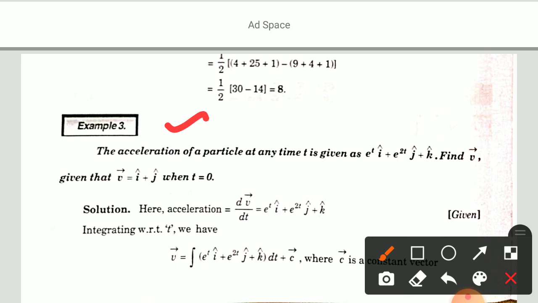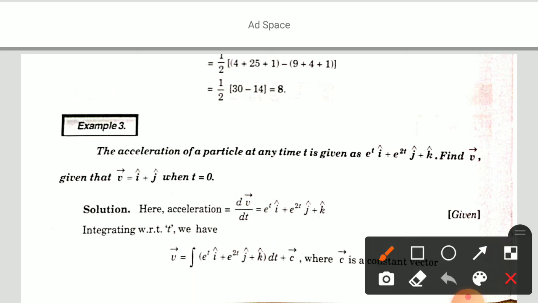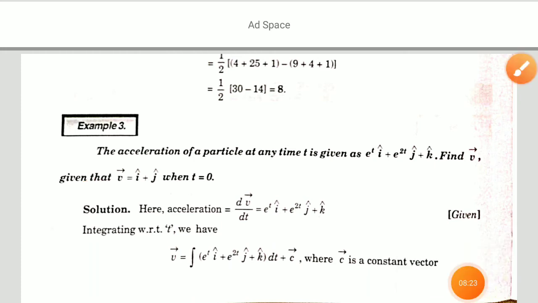Taking example number 3: the acceleration of a particle at any time t is given as e^t i plus e^2t j plus k. Find v given that v is equal to i plus j when t equals 0. Now for the solution, acceleration is dv by dt, which is given as e^t i plus e^2t j plus k. Now integrating, we have v is equal to the integration of e^t i plus e^2t j plus k dt plus c, where c is the constant of integration.